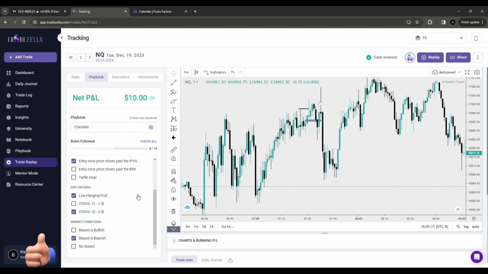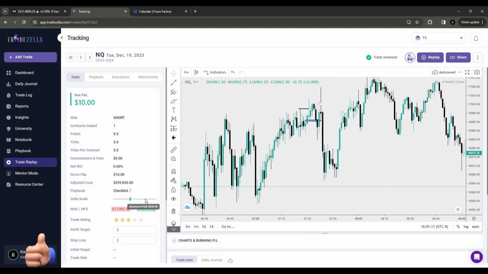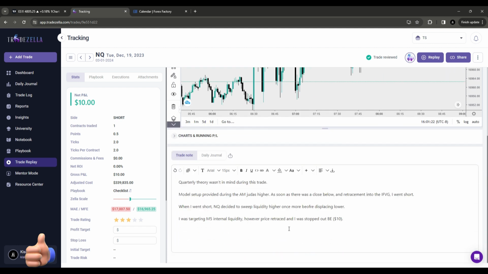Now, I was in profit on this trade, $530, so that would have been a good trade for the day. It would have been a good trade. However, I call it a day here. I journal it. I said quarterly theory wasn't in mind in the trade. You can go ahead and pause and read that. Now we're going to go over to the next trade.